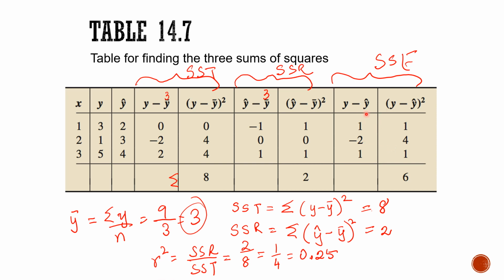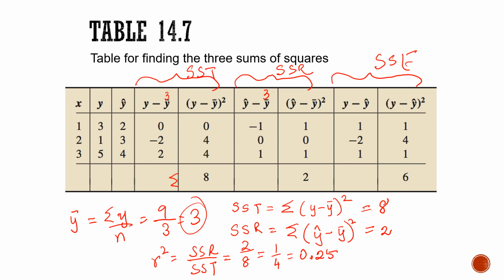So y minus y hat is 3 minus 2, y minus y hat. So 3 minus 2 is a 1, 1 minus 3 is a negative 2, and 5 minus 4 is a 1. We have to square them again. So 1 squared is 1, negative 2 squared is 4, 1 squared is 1. Sum them up.